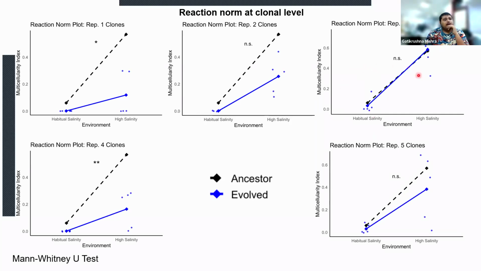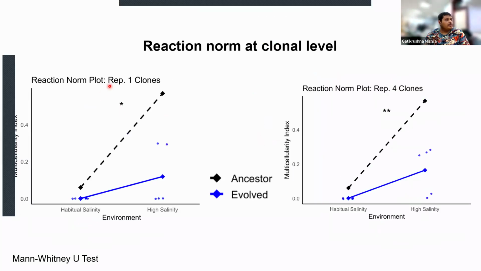That means that it is not very easy for all these bacteria to lose out on multicellularity because it is also very adaptive. So it is very, very difficult for them to become completely unicellular. They do not completely give up their ability to form multicellular clusters. And only replicate 1 and replicate 4 showed some significance.